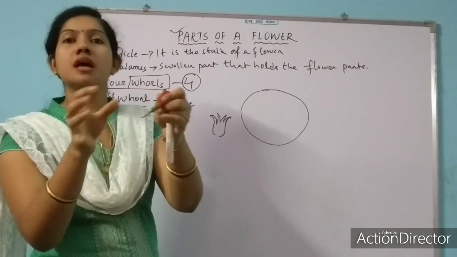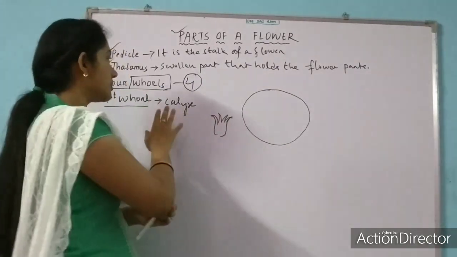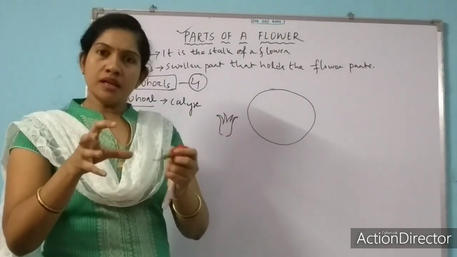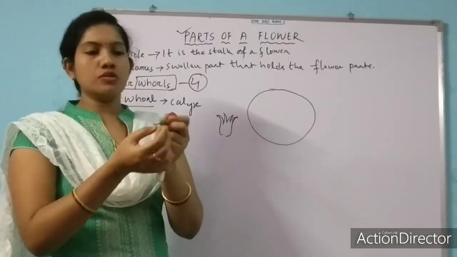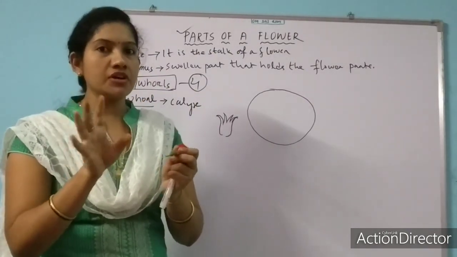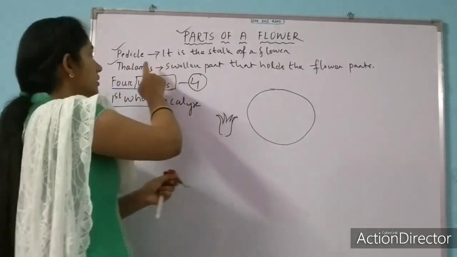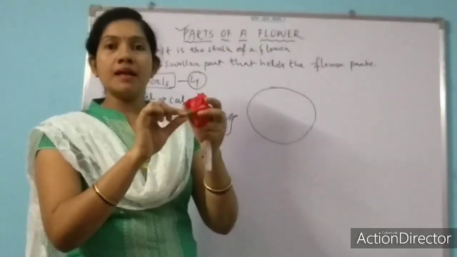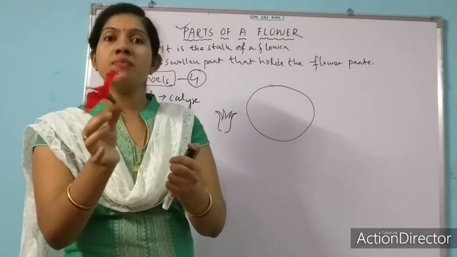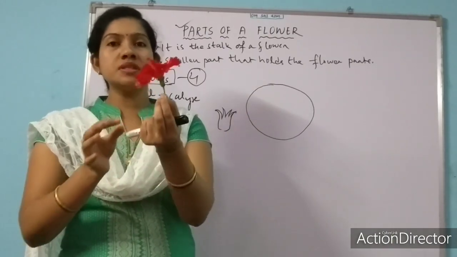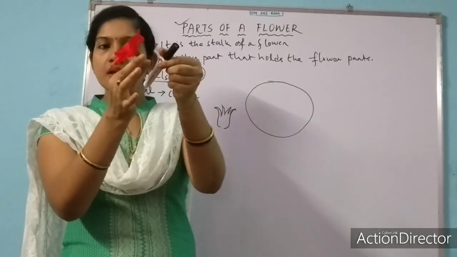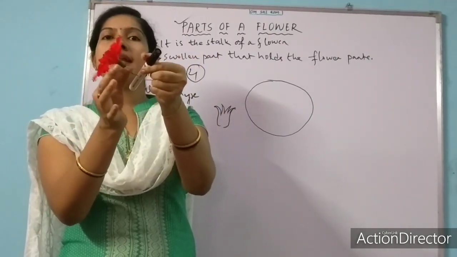So these sepals are collectively known as what? Calyx. As it is green in color, it helps in photosynthesis for the plant. It also contains chlorophyll pigment and helps in the photosynthesis of the plant. Again I am repeating the function. What is the function of the pedicel? It holds the flower to the stem. If suppose this is a stem, then this pedicel helps the flower get attached to the stem.